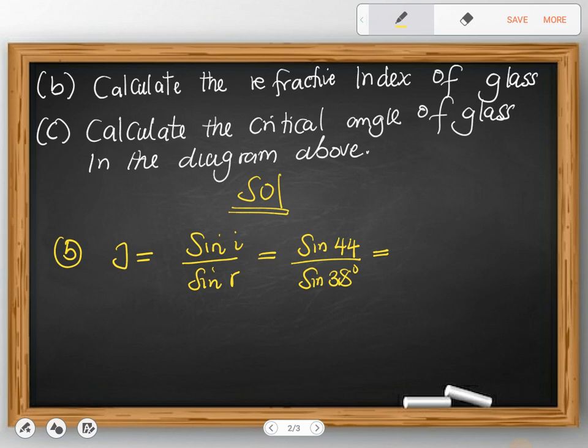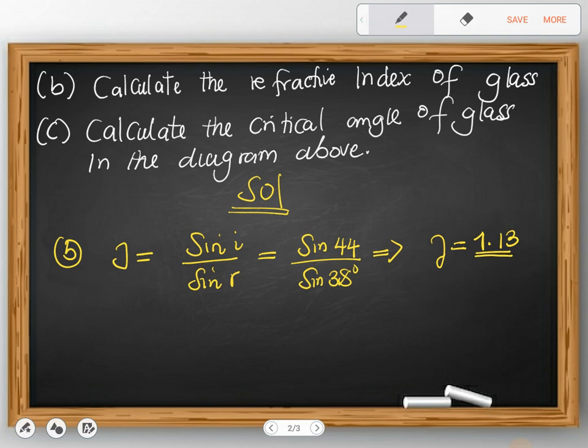1.128 and so on. Well, we can just round it off and say the refractive index is given by 1.13. It doesn't have units, so you leave it the way it is.